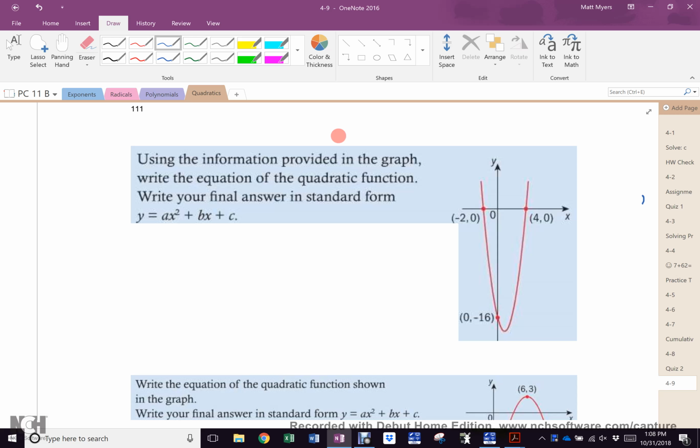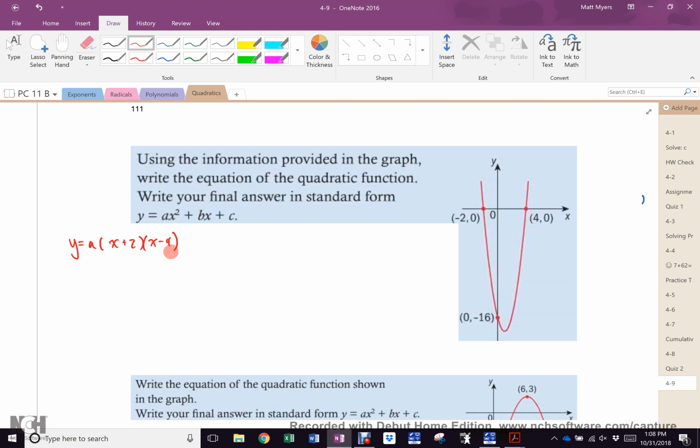Factored form. Why is it factored form, Lucas? Because it shows you the roots. Because I got the roots right here, correct? And since it's an upward parabola, I know that a is positive, yes? So I know, without doing any work at all, that this red parabola has the equation y equals a(x plus 2)(x minus 4), correct? We know that without doing any work, right?